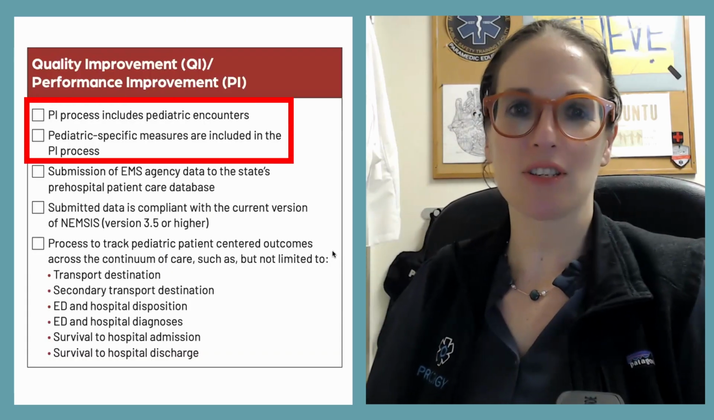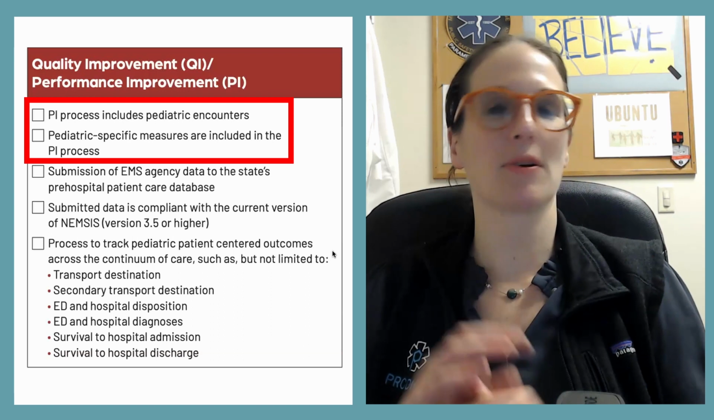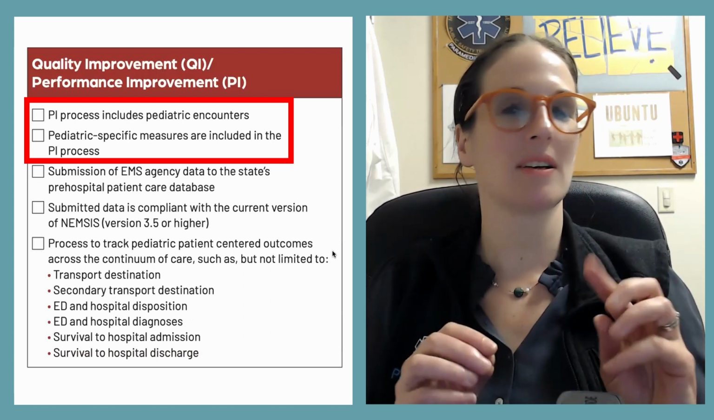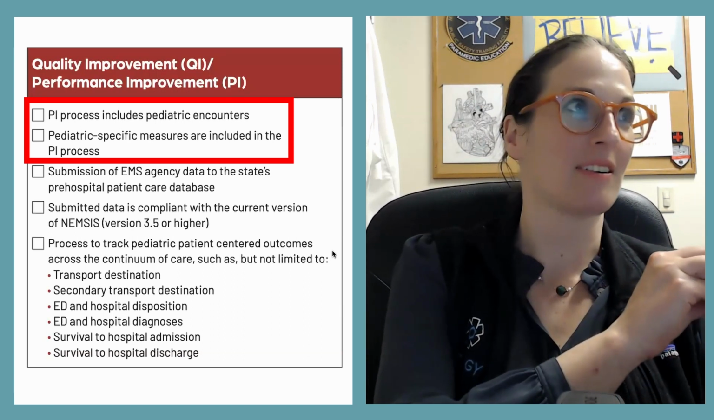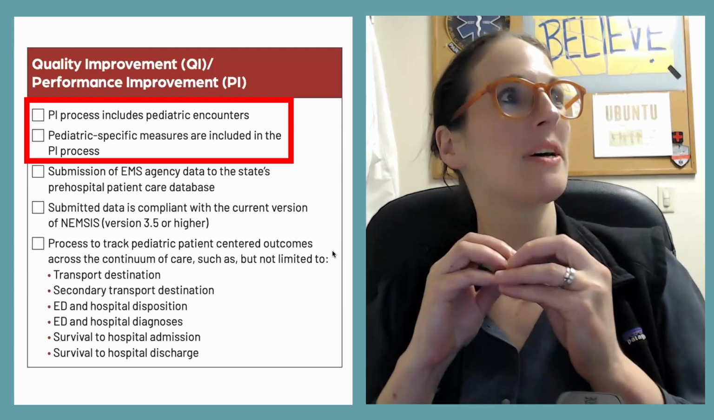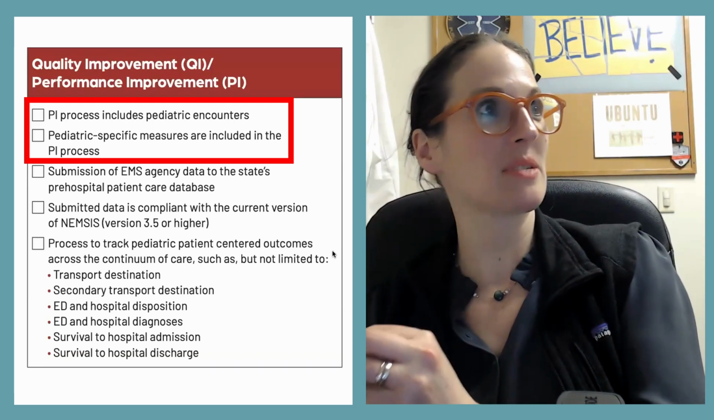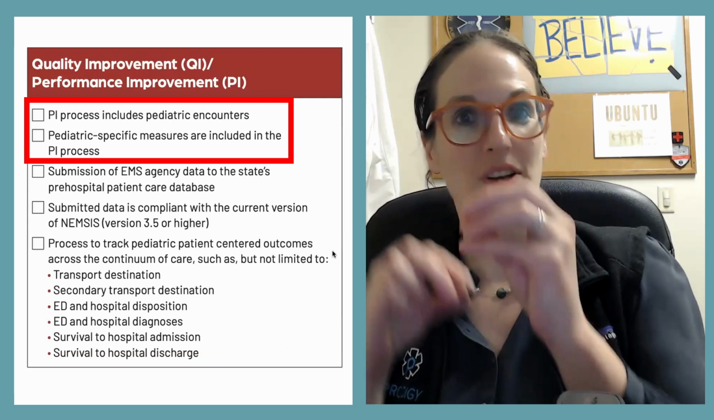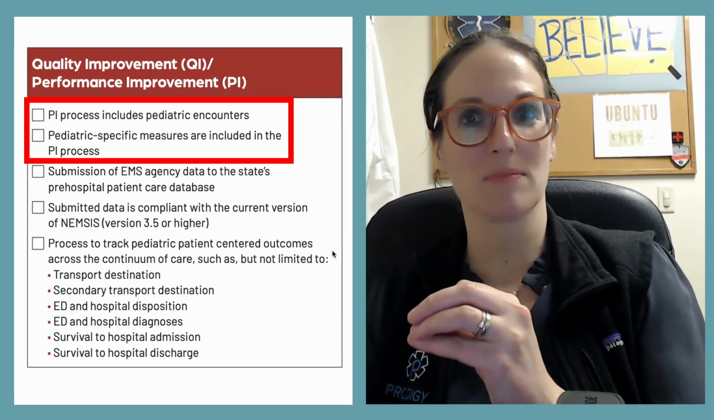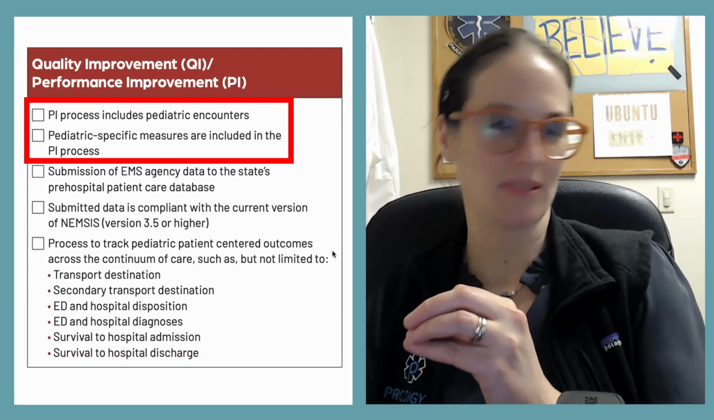Everyone, we are now on the 6th section of the Prehospital Pediatric Readiness Assessment Checklist, talking about quality and performance improvement. The first two items here are that your process improvement process includes pediatric encounters, and that you have pediatric specific measures included within your process improvement process.